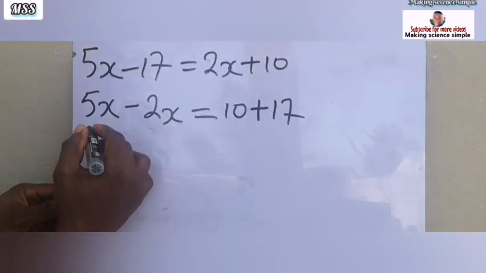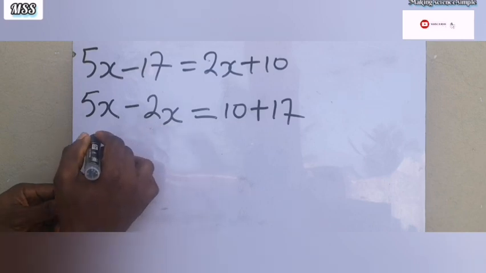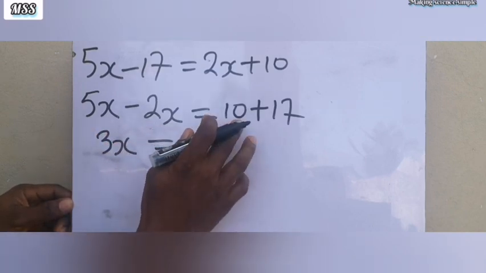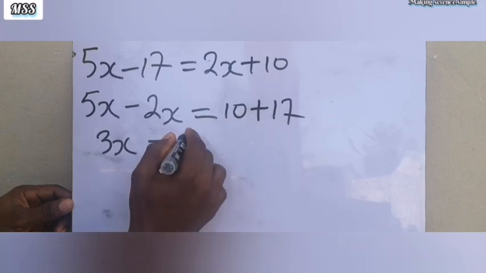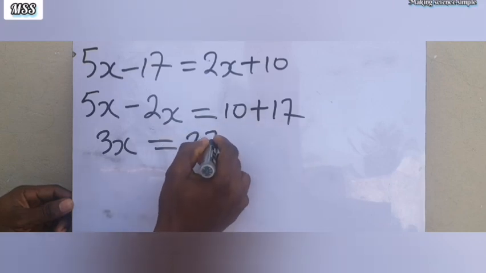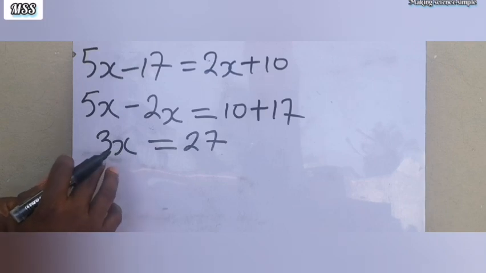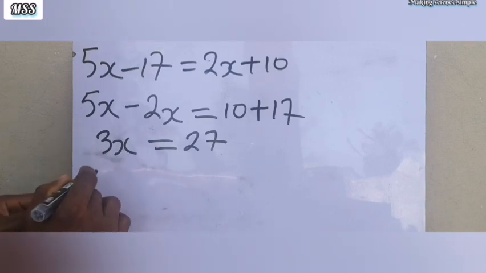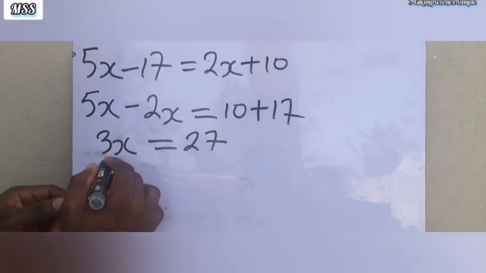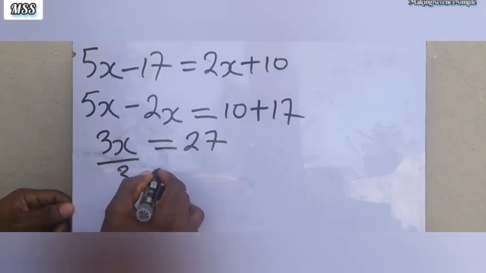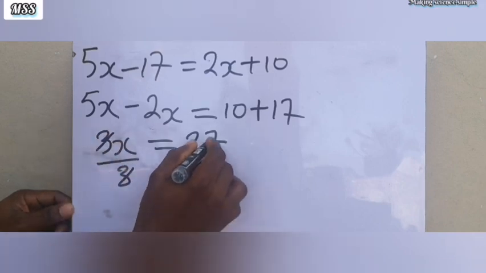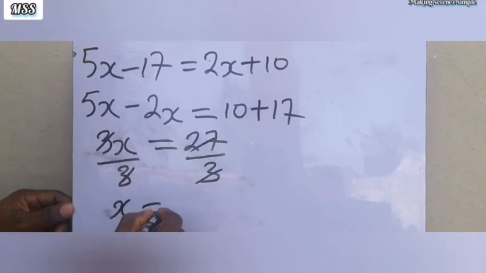Okay, so now 5x minus 2x is 3x, equal to 10 plus 17 is 27. Now we are having something disturbing x, and it is 3. So we'll remove it by dividing both sides by 3. So we're going to divide here by 3, we'll divide here by 3. So x is equal to 9.